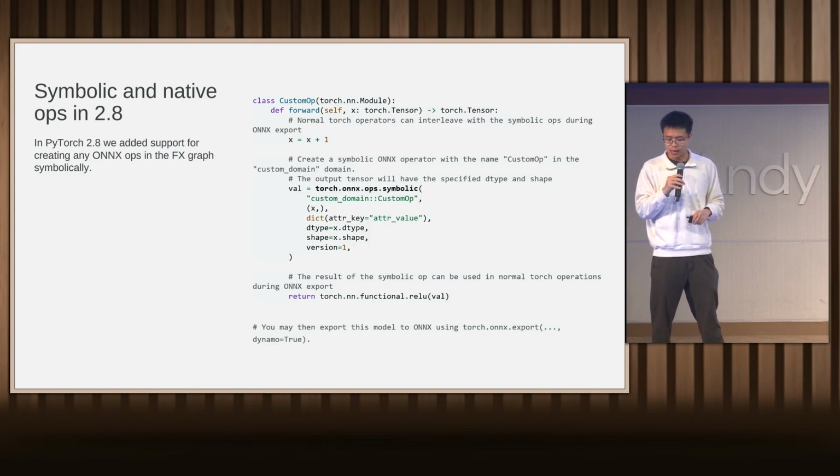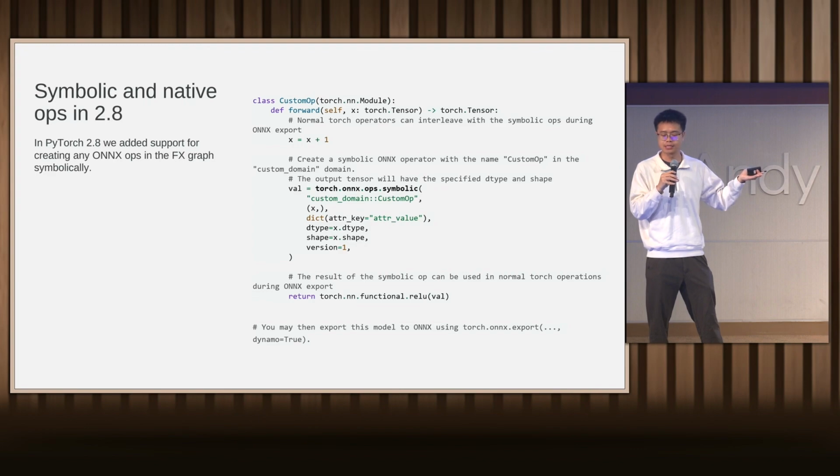So you would just use either a native ONNX operator or a custom domain, any custom domain operator. Given the inputs and attributes, you need to specify the data type and shape because we don't have any information of those operators. But then given this simple information, it's going to appear as a symbolic operator in the FX graph. Now, granted, you cannot run the operator as a native PyTorch operator, but it is going to show up in your ONNX graph.